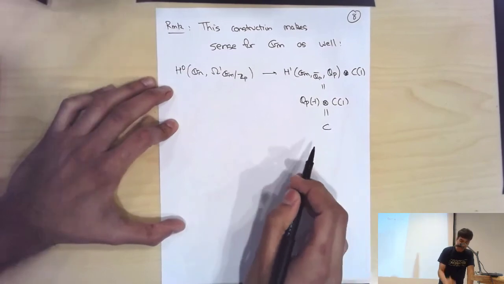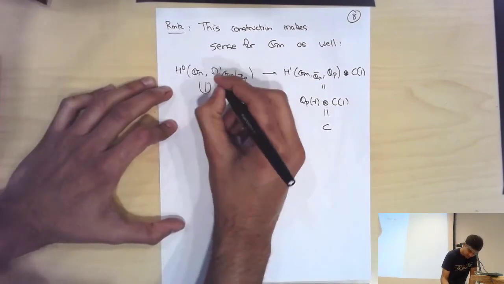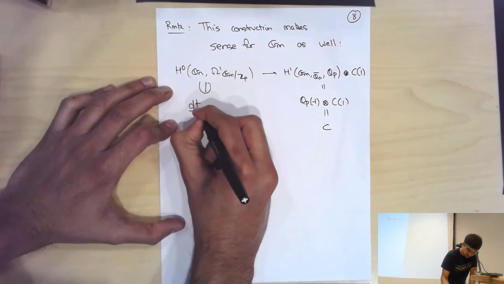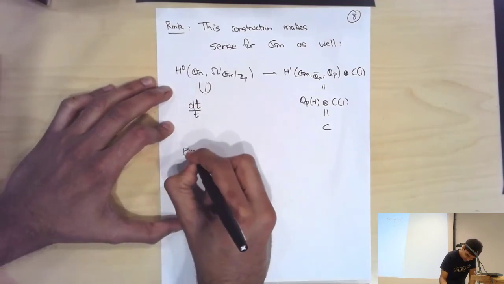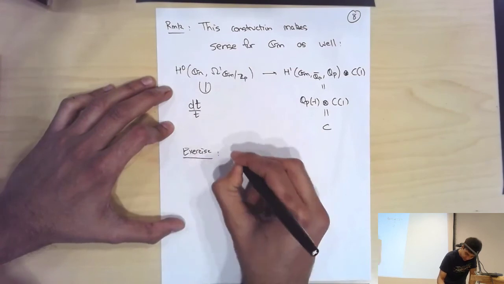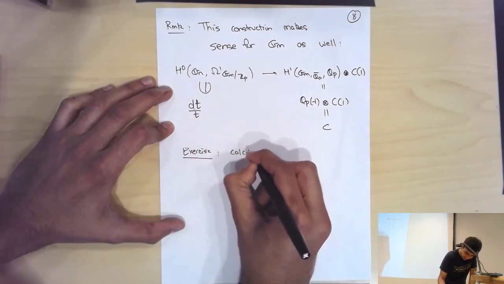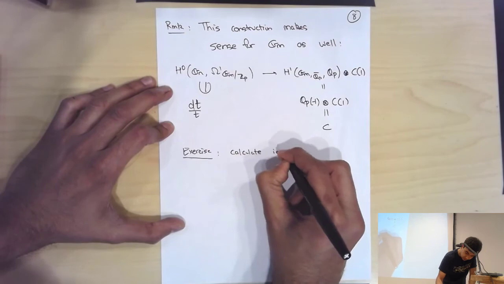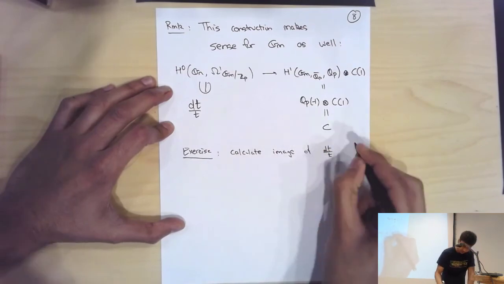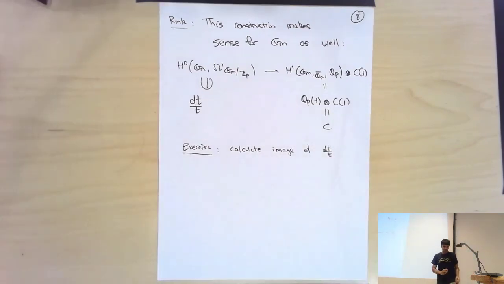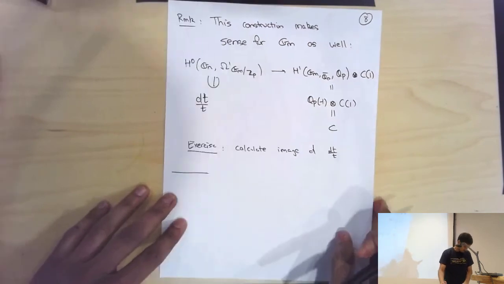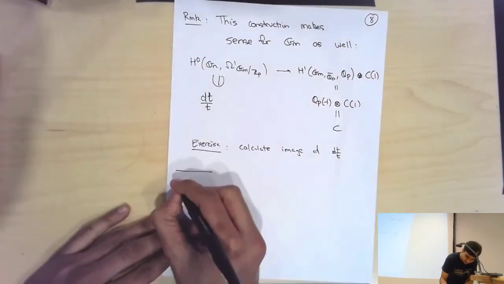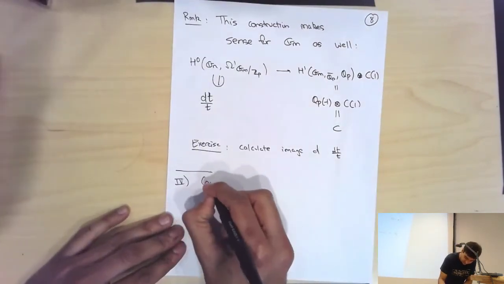So it has a distinguished generator. And inside here, you have a distinguished generator dt over t, where t is the coordinate on G_m. And so an exercise for those of you that are interested or bored is to calculate the image. What number in C is it? Okay. Right. So now I can actually talk about the construction in the other direction, which is a geometric construction.